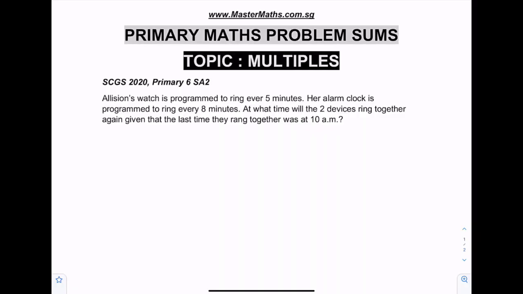Okay friends, now this is a multiples question taken from one of the first few problem sums of Paper 2 from SCGS 2020. Okay, let's discuss.